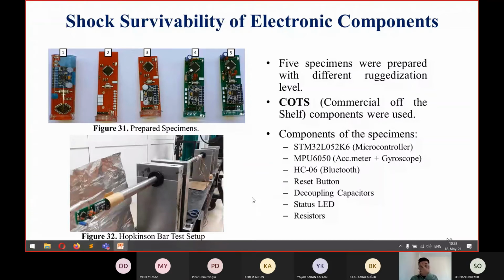I want to take your attention to one of my components, the MPU6050. I did not use this accelerometer to measure the acceleration during the impact, since its maximum acceleration range is only 16 G. I use these modules to observe the durability of hybrid, ready-to-go components under extreme conditions.